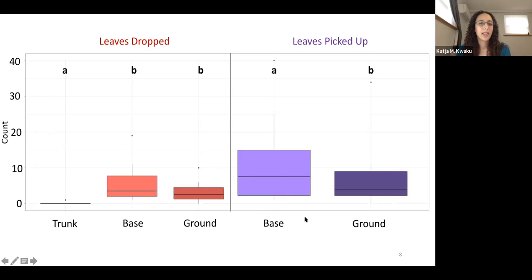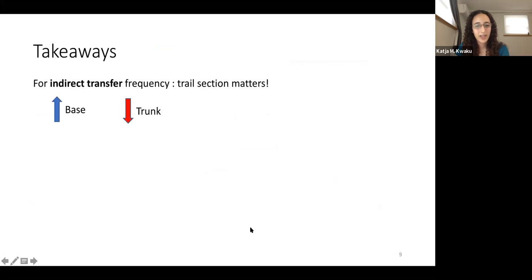And this difference is especially noteworthy because all of the bases that we measured were shorter in length than the 1.5 meters of the ground. So it's pretty impressive that the ants were able to pick up so many more leaves in a shorter length. So those are the main results.